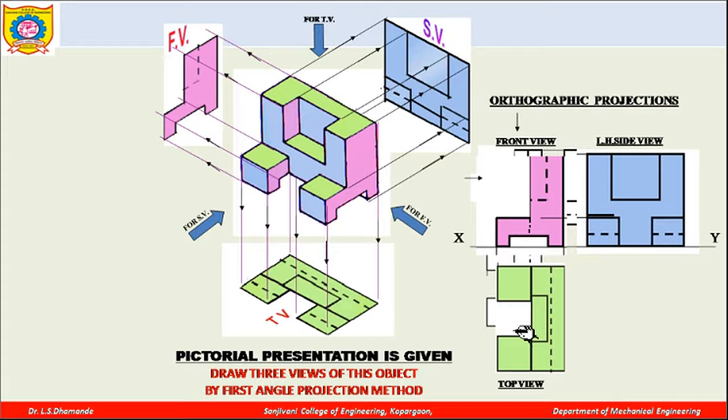So this is how you can draw the front view, top view, and side view of these objects, and then you can provide the dimensions to all these parts. Now how to give the dimensions, we have already discussed in unit number 1: the dimensions should not be repeated, and a particular method of dimensioning is to be followed. So in that way we can draw it.